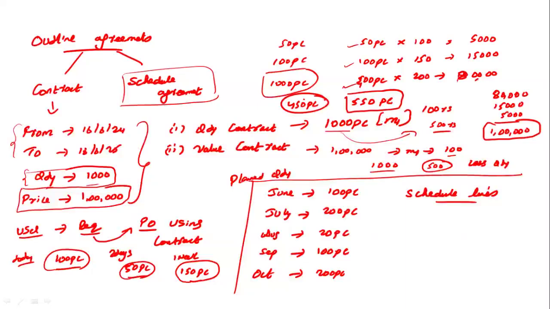Okay, thank you. And in schedule agreement, you have given monthly quantities, so it can be yearly also, right? It can be yearly, annually? No, it is always monthly. Okay.